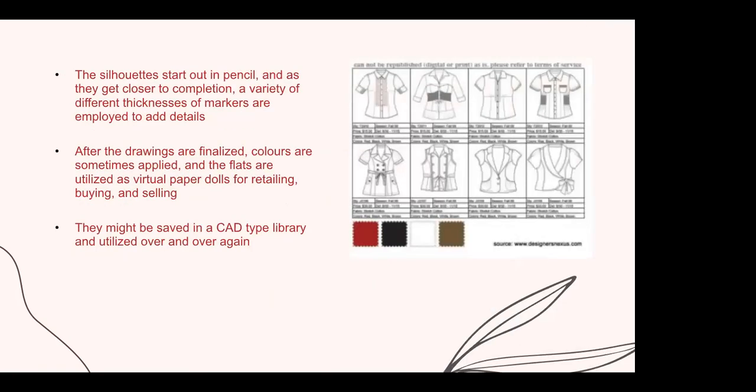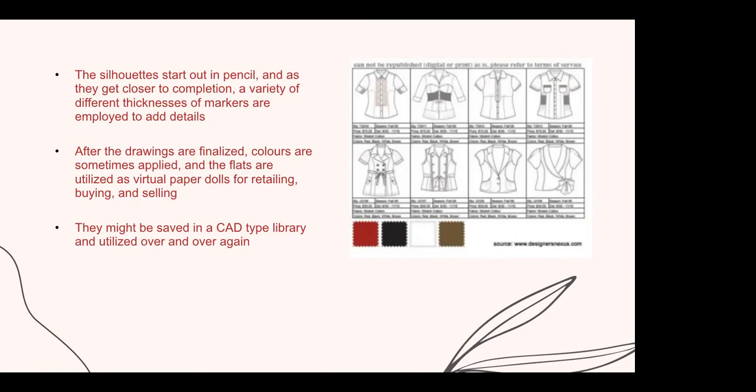The silhouettes start out in pencil, like you can see in the picture, how detailed the garment is, what the fabric is going to be, how the collar is going to be, how the pockets are going to be. After the drawings are finalized, colors are sometimes applied and the flats are utilized as virtual paper rolls for retailing, buying and selling. They might be saved as CAD type, like I told you. These are like specifications.